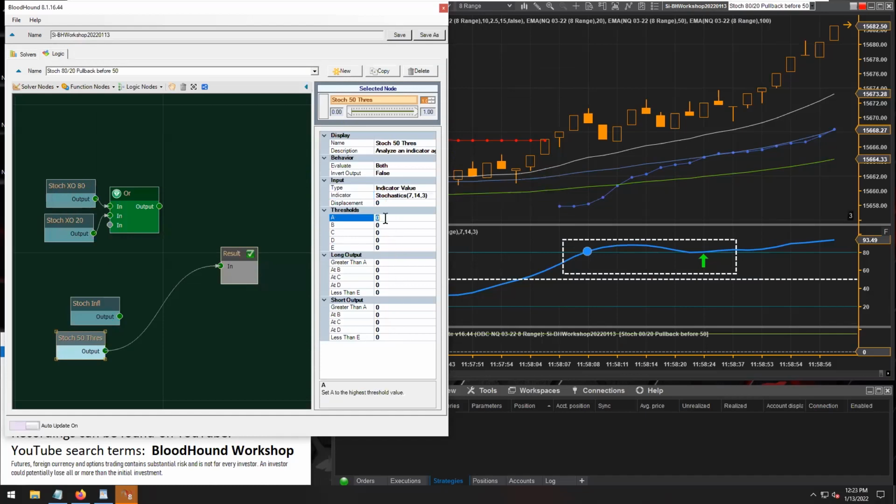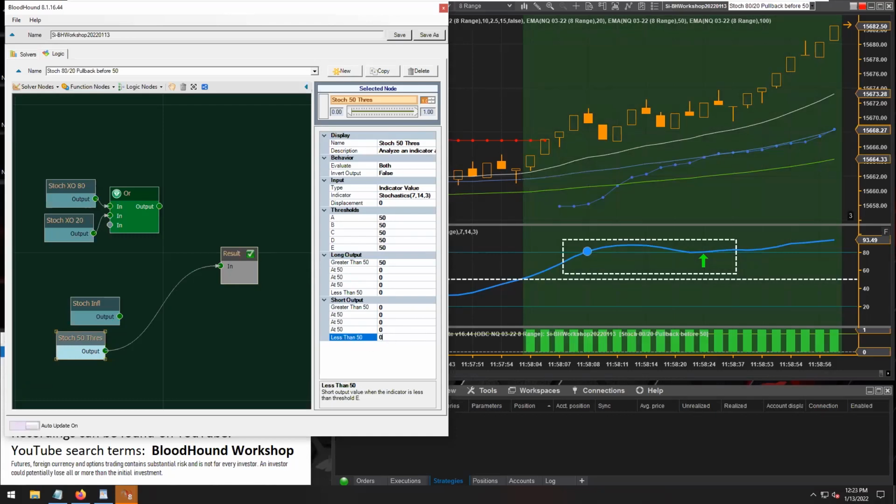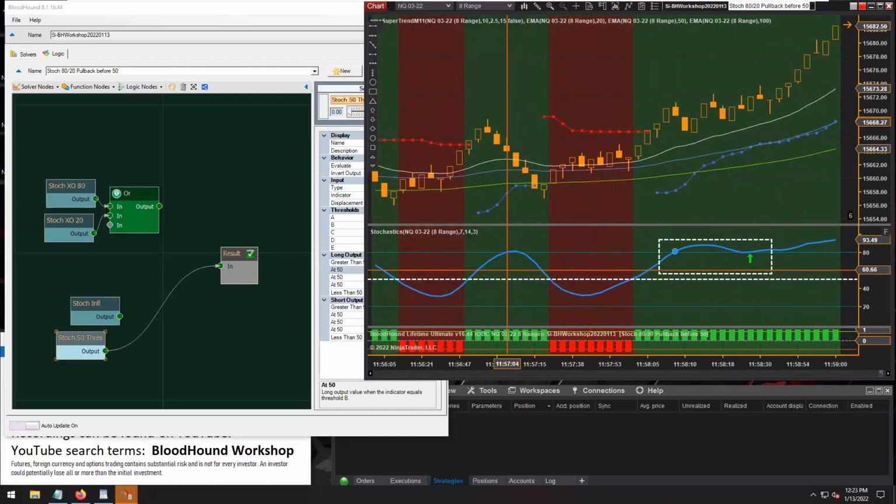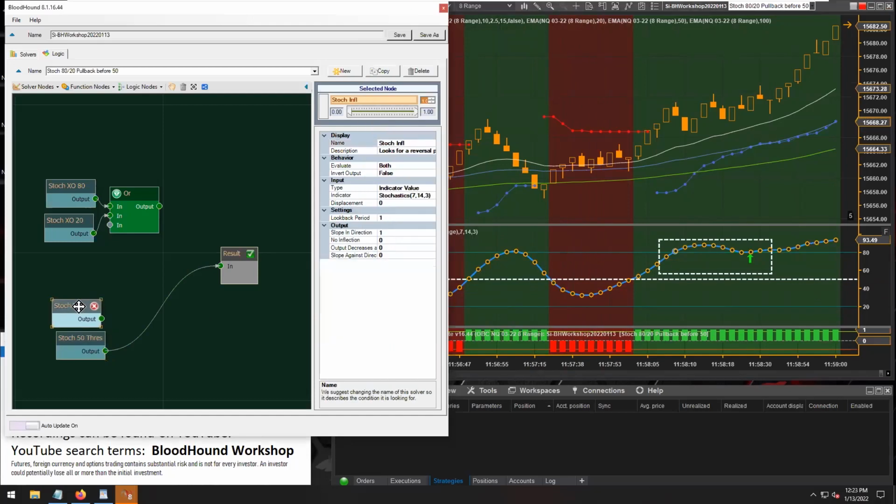So there we have it. The threshold that we're looking for is 50, so we're going to fill that into all of the thresholds. For the long output, we're looking for a value greater than 50, and for a short, less than 50. So there's basically our filtering: whenever the stochastic is above 50, we're going to get a long output, and when that stochastic is below 50, we're going to get a short output. Now we can take those inflection signals.